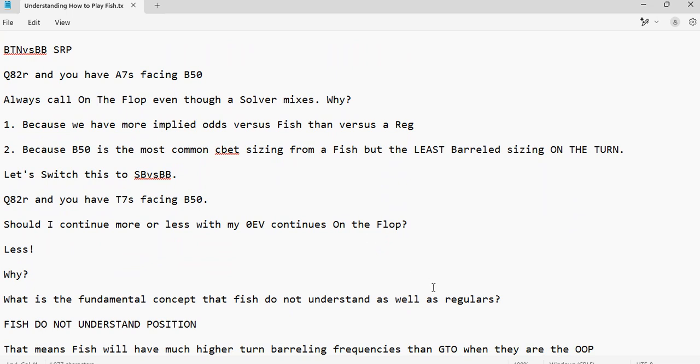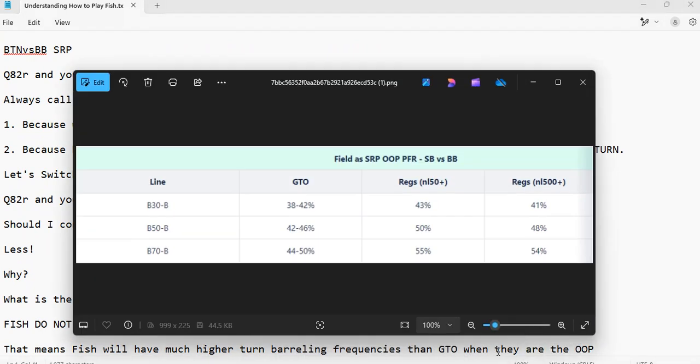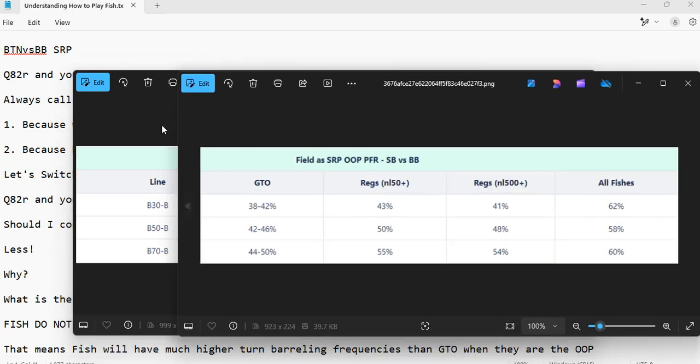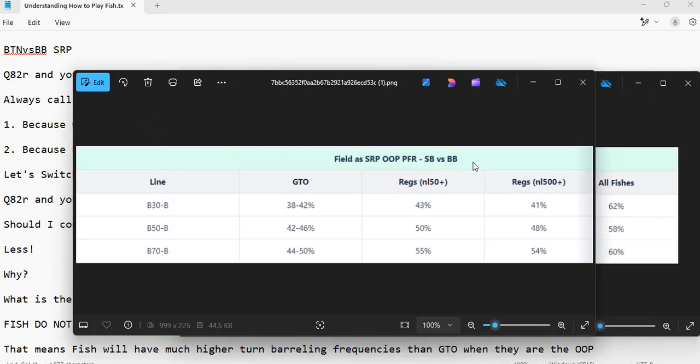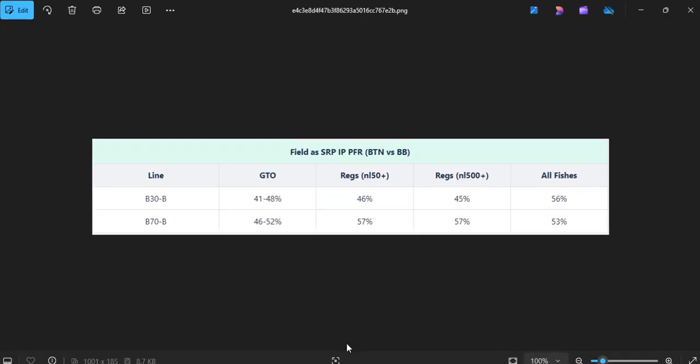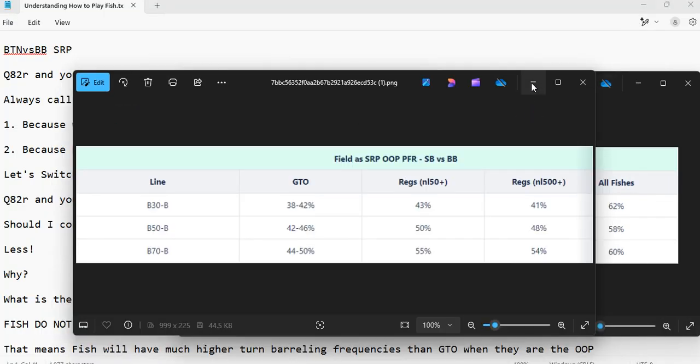We can see this in the data. Let's look at data for the field as single raise pot, in position pre-flop raiser. What do you notice from fish? Bet 50 on the flop, GTO on the turn is 42 to 46%. Fish are going 58. But then compare this to button versus big blind, and they're going around 56. So what does that mean?